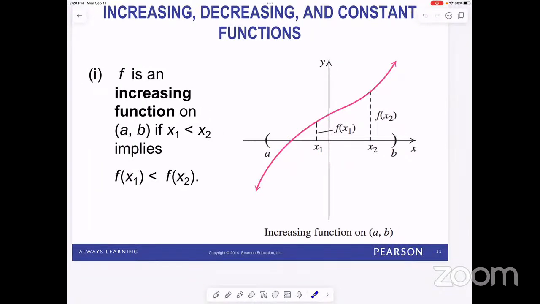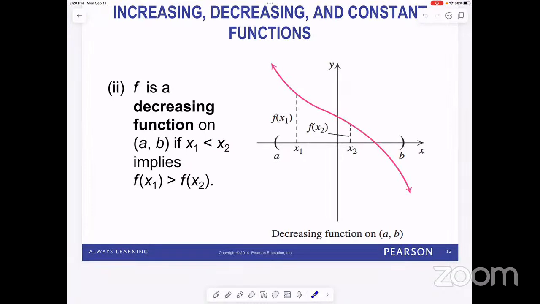And so decreasing is something similar. The only thing that's changed is that instead of f of x1 being less than f of x2, now f of x1 is greater than f of x2. So we say that f is a decreasing function on an open interval AB if whenever x1 is less than x2, that implies the corresponding y, f of x1, is greater than f of x2. In other words, when we look at the image, as we trace the graph from the left to the right, it'll fall.